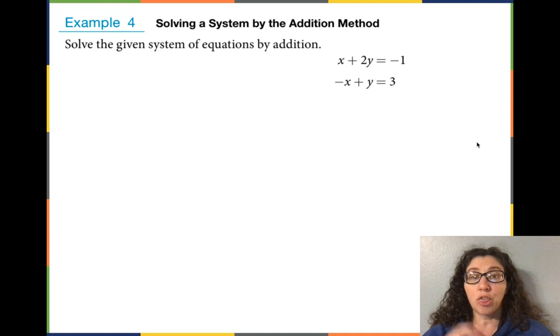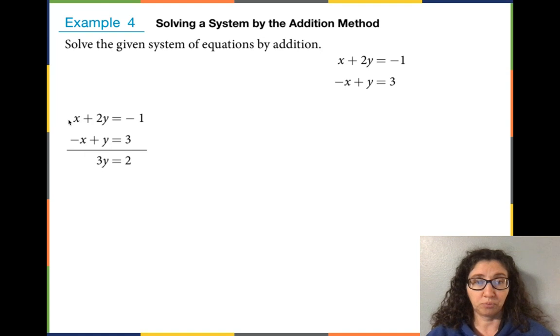All right, the third method is addition, right? We can add these two equations together to eliminate a variable. So if we add these two equations, look, the x's will go away. We'll get 3y and 2. So let's add. The x's go away. We get 3y and 2. So 3y equals 2. We can solve that for y.